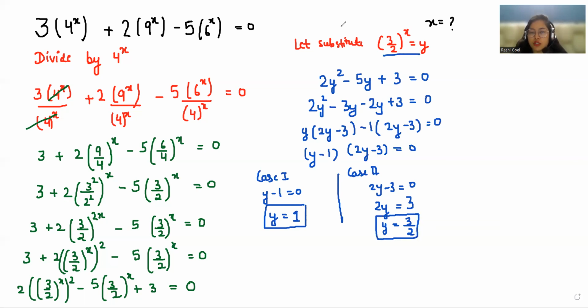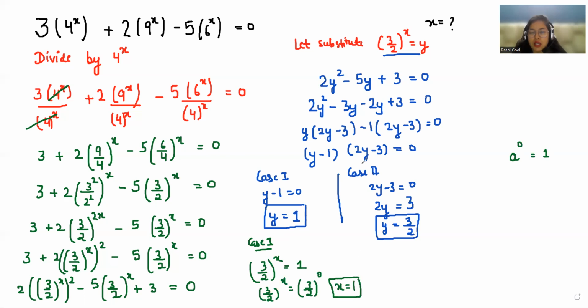So we know that we substitute the values. So case 1 is 3/2 power x is equal to y, that is y is 1. So 3/2 power x. We know the rule of exponent, that is a power 0 is equal to 1. So we can write it as 3/2 power 0. So the value of x is 0 in this case.